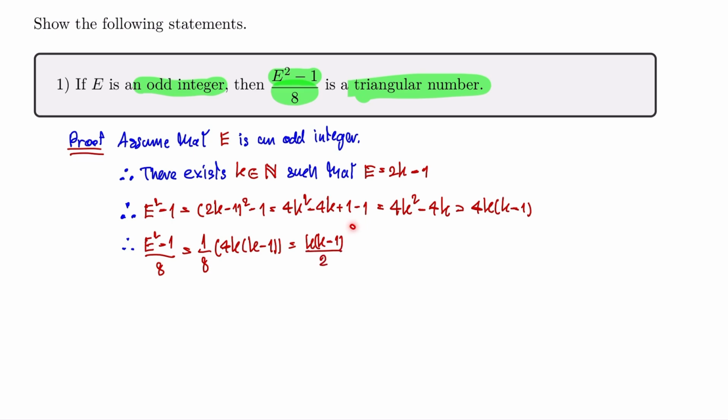Okay, I think you are familiar with this, right? Because this term is the formula of 1 plus 2 plus 3 plus 4 all the way to k minus 1, which is the sum of consecutive numbers. And a number that can be written as the sum of consecutive numbers is a triangular number. Alright, so we complete this proof. Hence, e squared minus 1 over 8 is a triangular number.